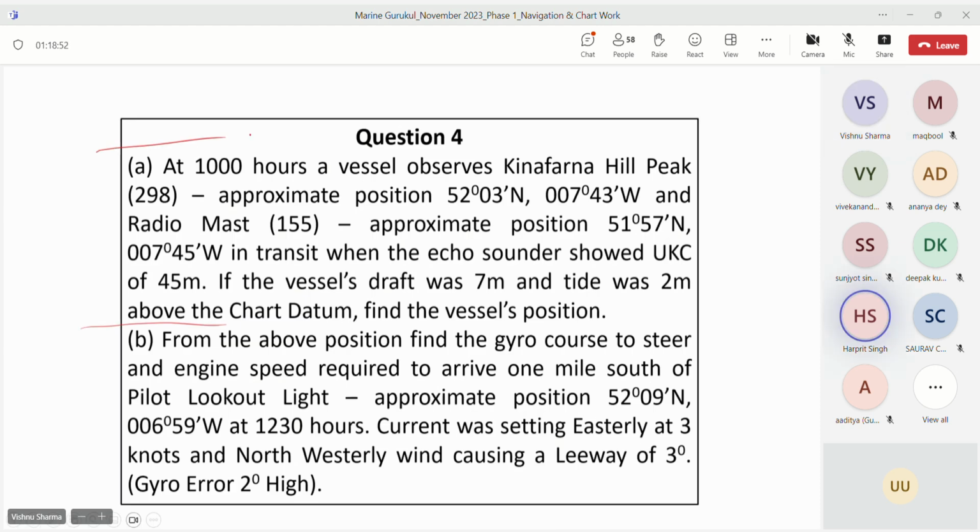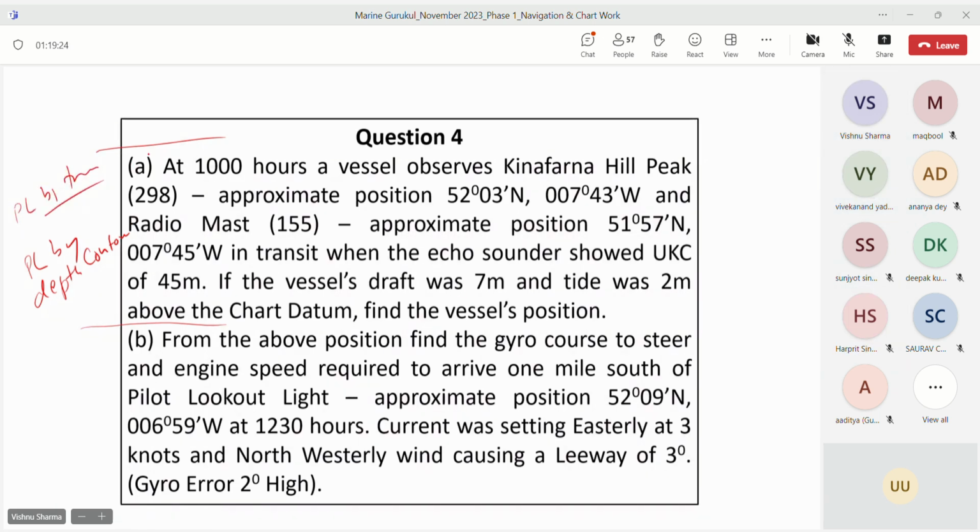PL by UKC. PL by depth contour. But one PL does not give you position. What else? Transit. PL by transit bearing.